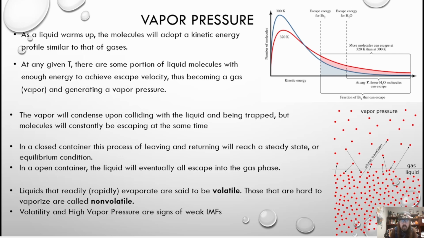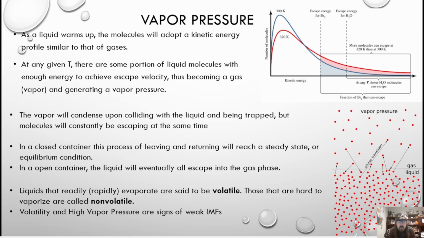We will talk more about equilibrium in the next couple chapters, but for now, just know that it's a steady state where, if you have a closed container, there's going to be a maximum amount of gas molecules present from the vapor. Once you get so many, there's going to be a greater amount of liquid molecules being trapped as opposed to the liquid molecules escaping.